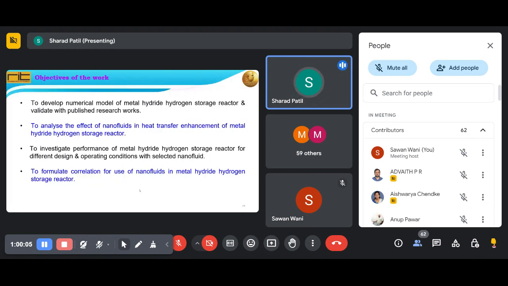Because any other researcher who would like to work on that can directly see our correlations, and with those values he can directly use the properties of whatever nanofluids we have chosen for our research work, and get the different properties of those nanofluids, and how to use these properties for the different simulations to be run or experiments to be done for those metal reactors. Okay, so this is the second case study we have taken into account.